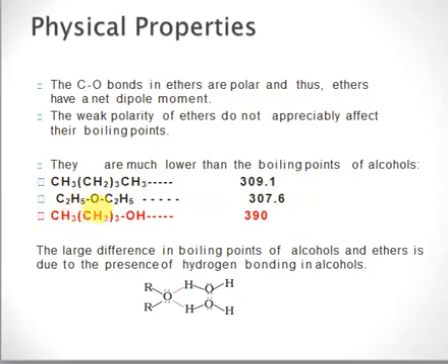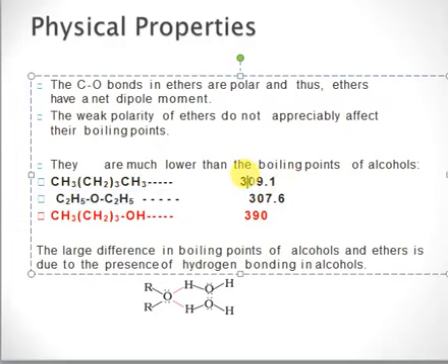while in case of this alcohol of relatively similar molecular weight, the boiling point is 390 Kelvin. So there is a huge difference in the boiling point of ether and alcohol, although both have oxygen. And strangely, ethers and this alkane have almost the same boiling point. The reason being that in case of ethers, there is no hydrogen bonding at all, or the hydrogen bonding is very, very negligible. So the higher boiling point of alcohols is because of the presence of hydrogen bonding.